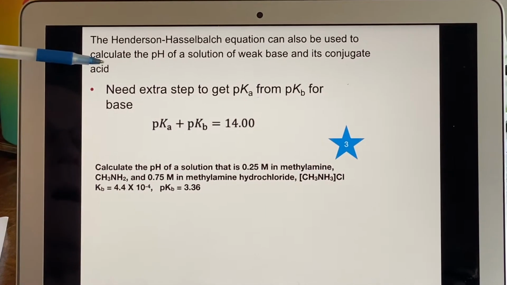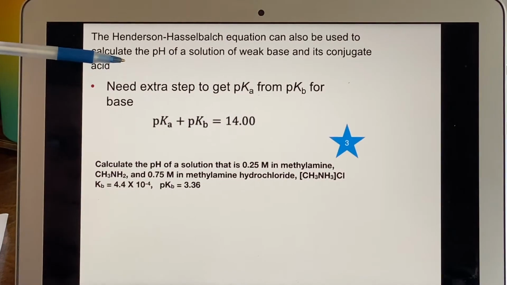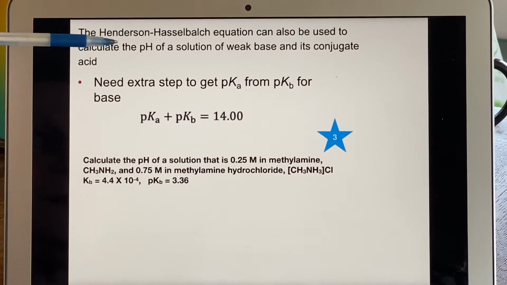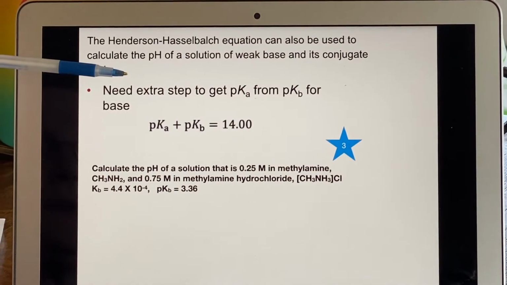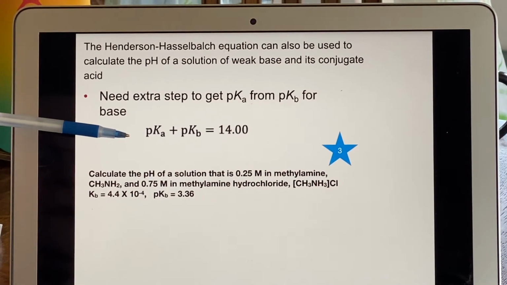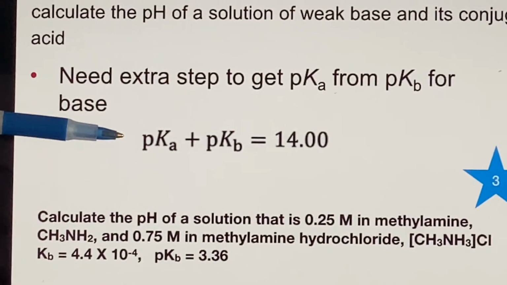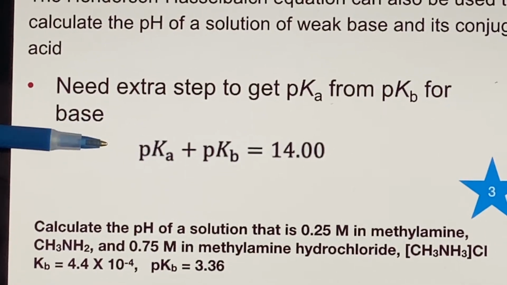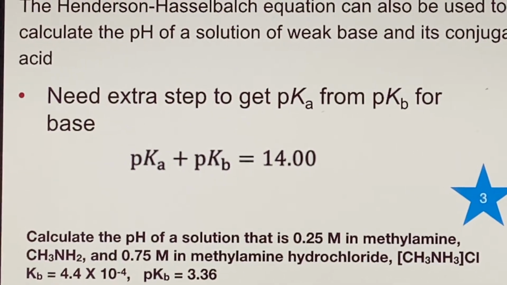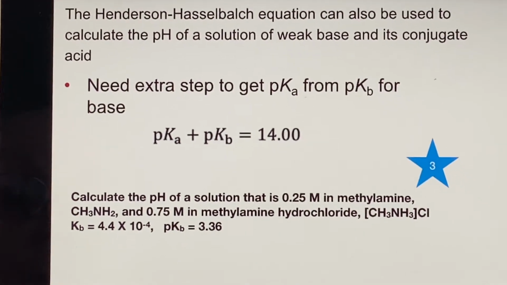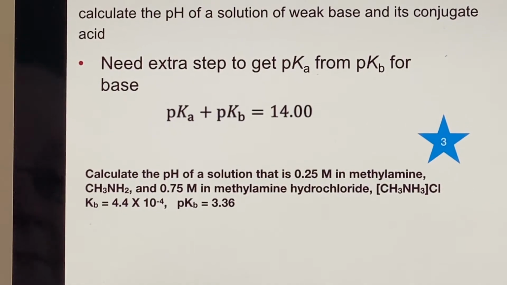As usual though, if you're working with something that was developed for an acid and you're trying to use it on a base, you're going to have an extra step. Fortunately, when you're talking about the pKa and the pKb, you can get one from the other by recognizing that the two of them together have to add to 14. So wonderful. That's not so bad. We just have to recognize what we're doing and do it.